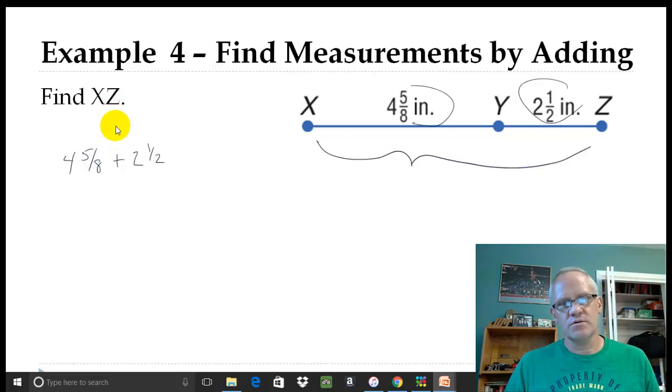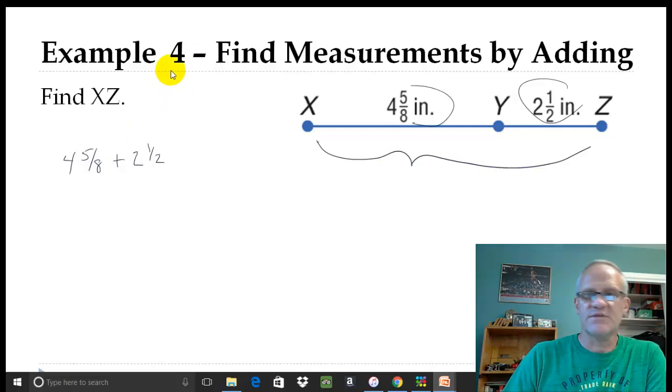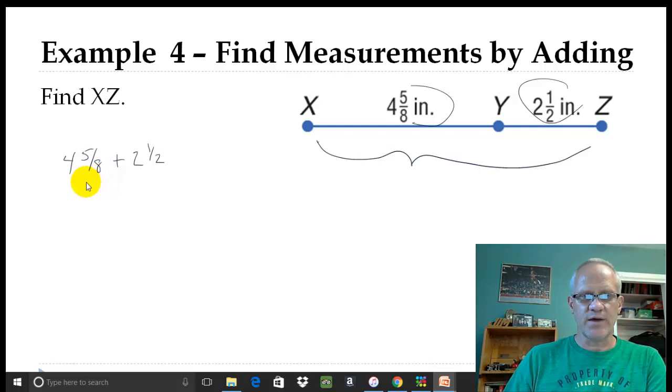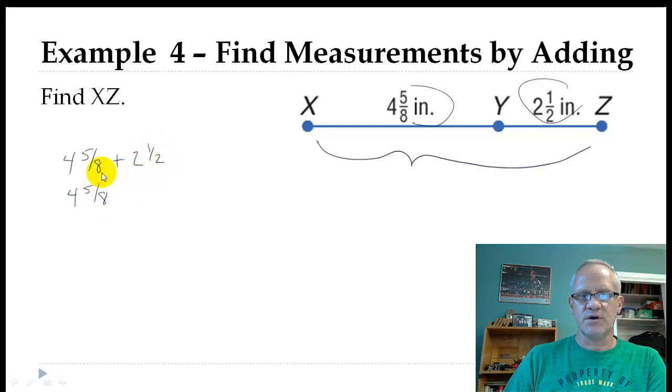Oh no. This means we're going to have to add fractions. Okay, not that bad. Here's all you need to do to add these fractions. What I would do is this, and we might have to adjust this one a little bit. We've got 4 5/8. Let's try to make the 1/2 the same as the 8 over here.